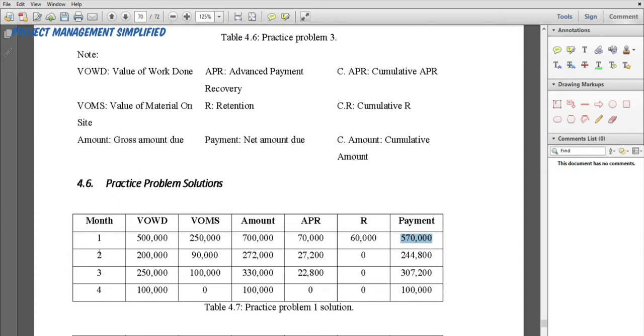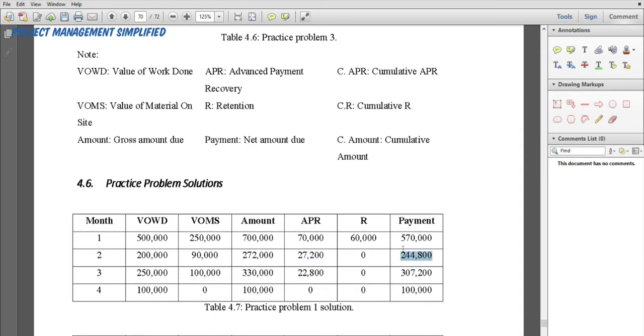For the second payment, in the second month, the contractor came again and said that the work has been done, its value is 200,000, and the materials on site we have checked, and they are equivalent to 90,000. So the amount is 80% of 90,000 plus 200,000. It will be this amount, 272,000. Then 10% of it, we will get this amount, and we'll deduct it from this amount.